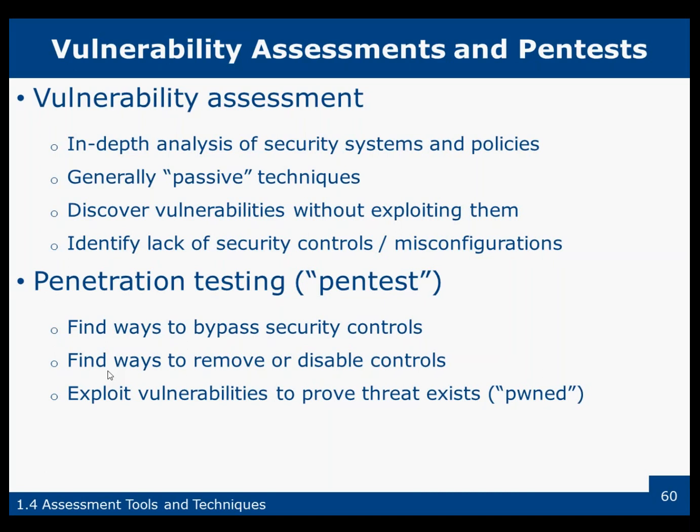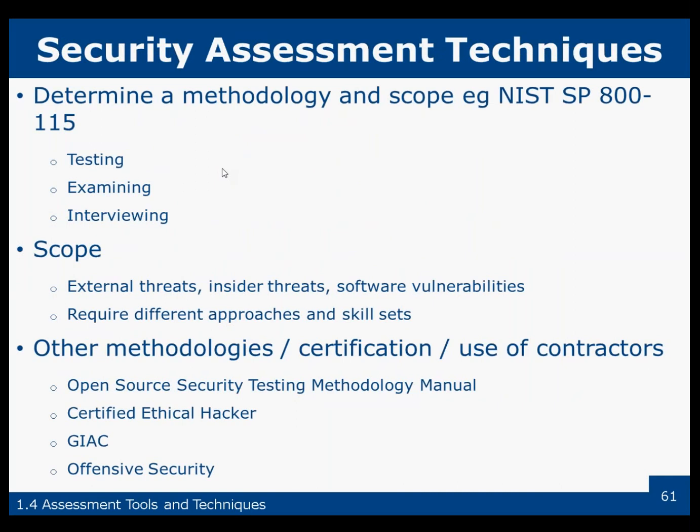Then we want to try to bypass the security controls. Easy ways to attack the system, and earlier in the evening we were talking a little bit about Metasploit. That may be one of the tools that you can use to find an exploit on a system. And then you want to test the security controls. Once you do that, we want to exploit the vulnerabilities to prove that the threat exists.